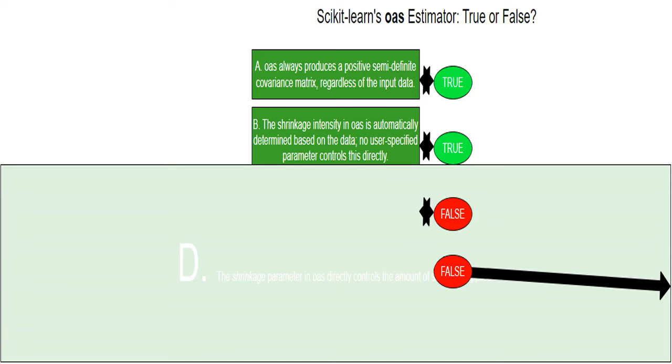I observed statement C is false. While OAS aims for efficiency, especially with large, high-dimensional datasets, it's not always computationally cheaper than a simple sample covariance. It's an approximation method, and the computational cost still depends on the dataset size.